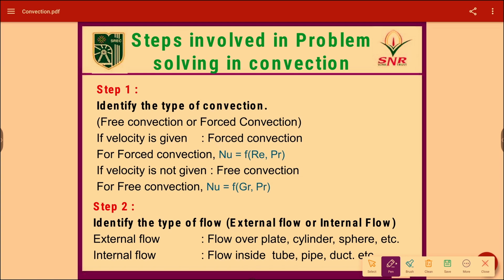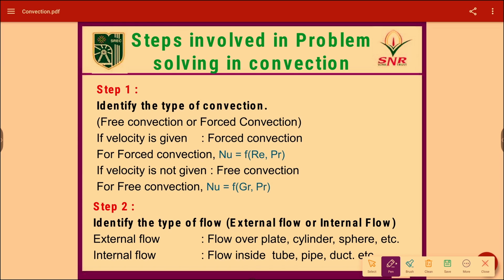The second point we have to discuss is the type of flow, whether the flow is external flow or internal flow. Some classic examples of external flow are flow happening over a plate, over a cylinder, or over a sphere. Such cases are external flow. Internal flow means the flow happening inside a tube, inside a pipe, inside a duct. These are all cases of internal flow. Just like free and forced convection, the correlations for external flow and internal flow are also different. So identify the type of flow.